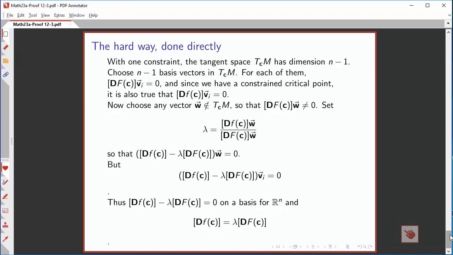So, you might want to choose this version of the proof in preference to the one that I'd done earlier. Your choice.